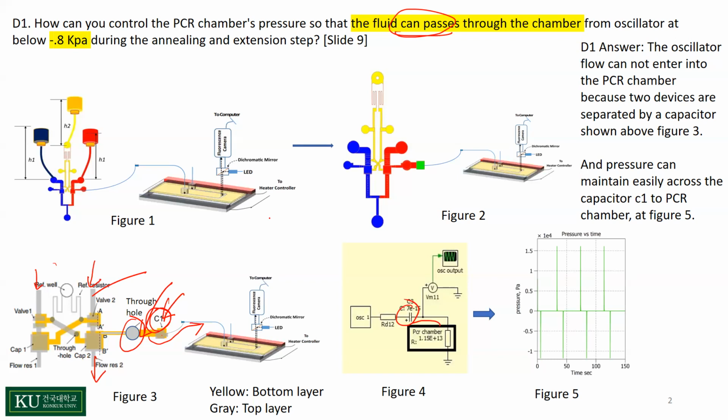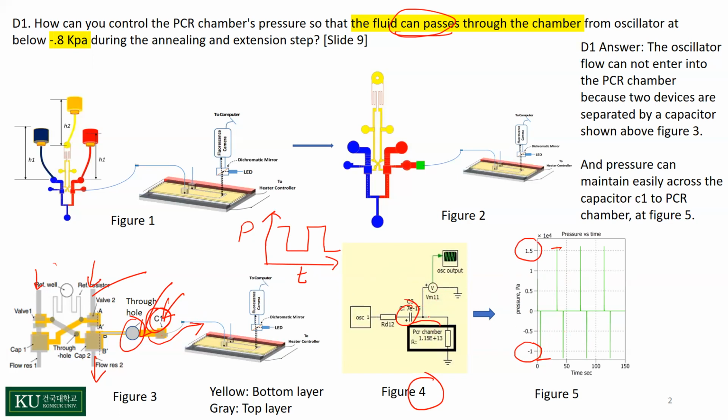So if the oscillator pressure is like this, this is the x-axis, this is the y-axis, P and T. If the oscillator pulse is like this, the capacitor will generate the same type of pressure. We can see from figure 4 here, the capacitor pressure is like high and low values. So almost the same as the oscillator. It will generate pressure from -10 kilopascal to 15 kilopascal according to this model.